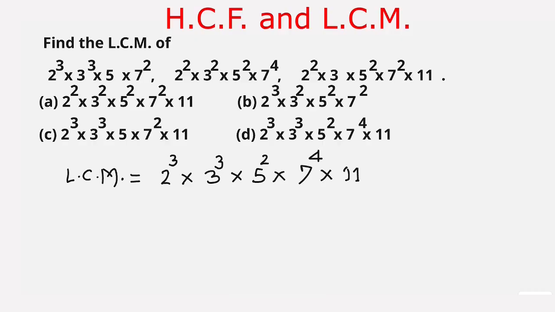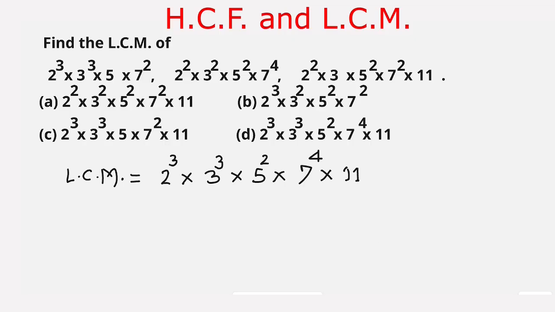Now the last factor is 11. In first and second number, there is no 11. And in third number, the power of 11 is 1, or it's just 11. So we write 11 as it is. Then our LCM is 2 to the power 3, 3 to the power 3, 5 to the power 2, 7 to the power 4, and 11 to the power 1 or 11.